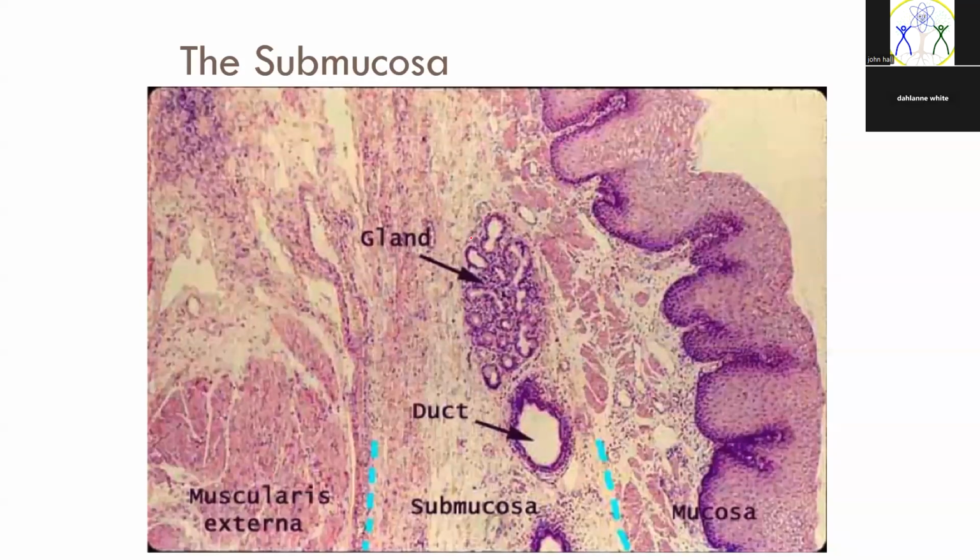So this diagram here just shows you one of the nice big glands that you can find in the submucosa. And of course, glands have ducts. So here's an example of a duct right here, nice and simple, right?